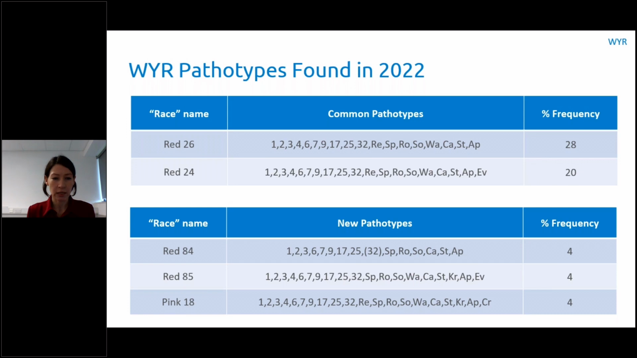And I did actually retest that isolate just to check that result, and it didn't infect Carstens 5 in its second test either. Another new pathotype was Red 85, so that one was new because it had this combination of virulence for Kalyansona, denoted by ST, Chronic, Apache and Evolution. And we had Pink 18 as a new pathotype. So that one was interesting because it had virulence for Crusoe.